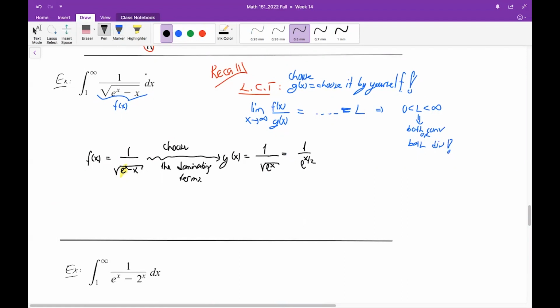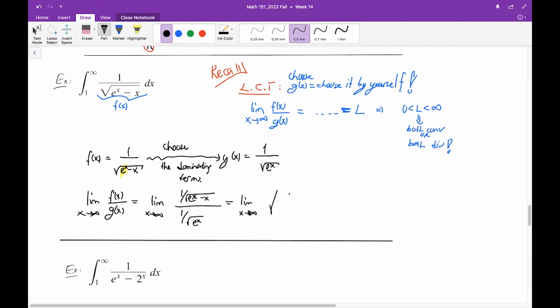Now I will take the ratio of them, and maybe no need to write in this form, and take the limit. So now I am taking the ratio like this, f of x over g of x. As x goes to infinity, what we have inside the limit is 1 over square root of e to the power x minus x, over 1 over square root of e to the power x. So this is computing the limit of, let's write everything in a common square root. I can take e to the power x in parentheses here.